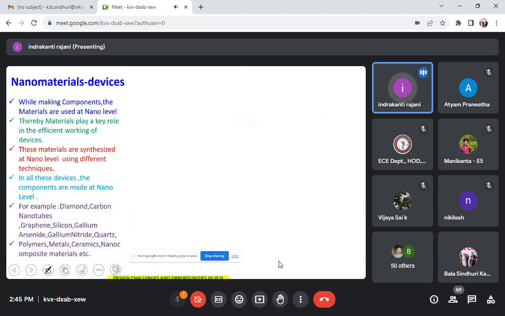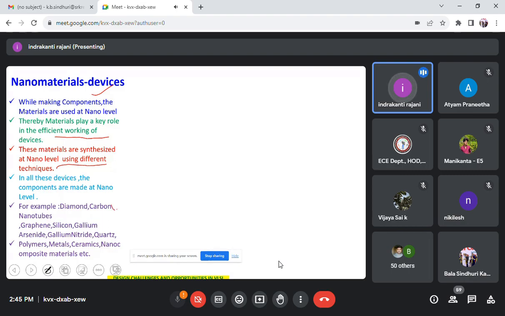Now coming to the how, as I told you, the size of the nano transistor, apart from the size of the transistor, the nanomaterials which we are using inside the transistor play a huge role to overcome the challenges in the VLSI. So while making components, the materials are used at the nano level. These materials play a key role in the efficient working of devices, and these materials can be prepared very easily by using different kinds of techniques.